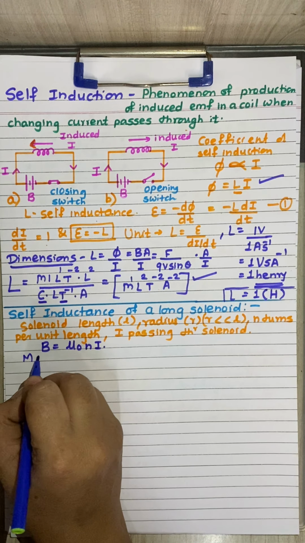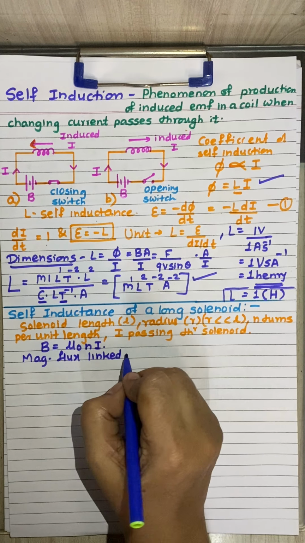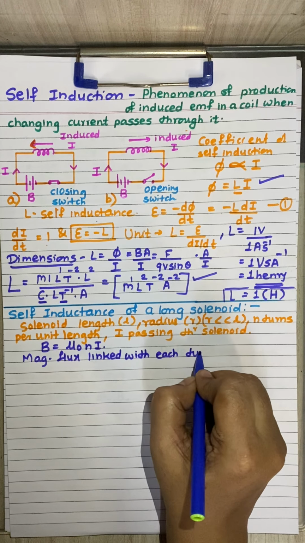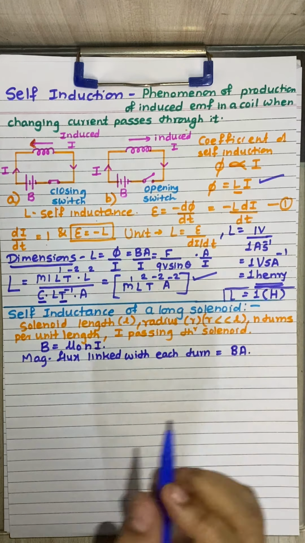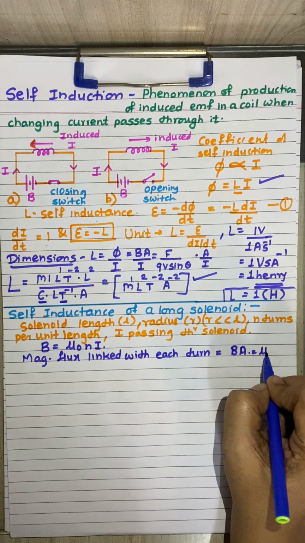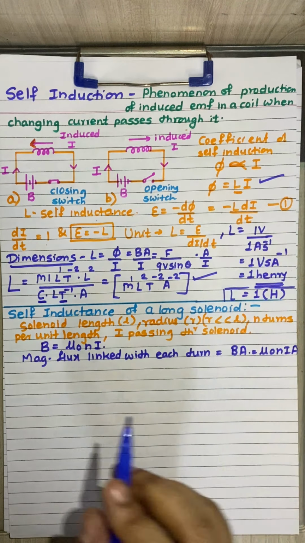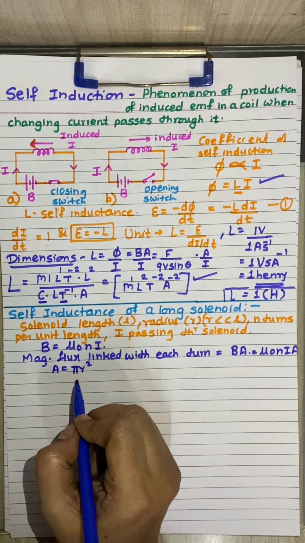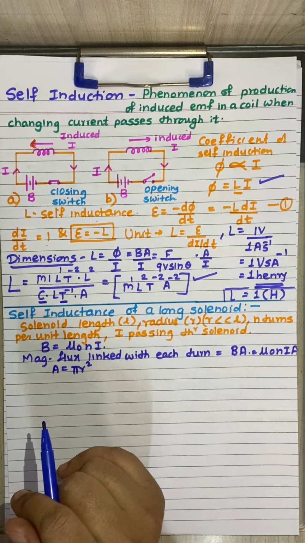So the magnetic flux linked with each turn is equal to B into A, where A is the area of the coil. Therefore we have BA is equal to mu naught nIA. Now A is pi r squared, which is the cross-sectional area of that solenoid. Now we want to find the magnetic flux linked with the entire solenoid, isn't it?